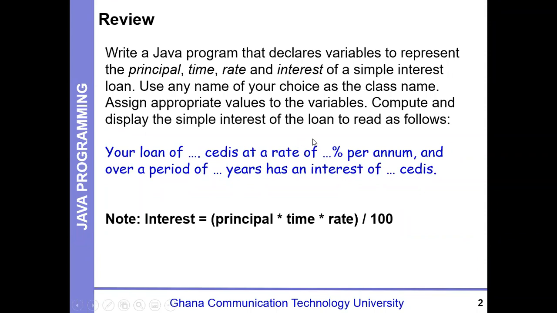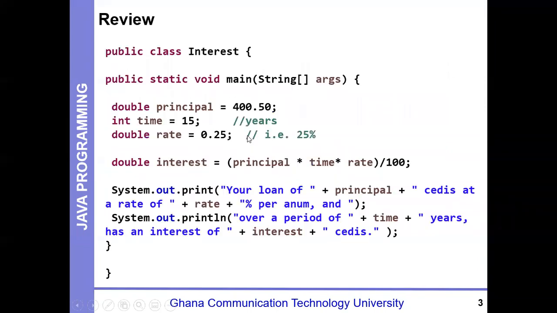The assignment says variables represent principal, time, rate, and interest. So here, what are we going to do? If we are going to declare the variable, we need something that can accept decimal points because we are dealing with money, and money comes with pesos. You can't use integer throughout, because if you put 10 cedis, 50 pesos, the program will only see 10 cedis. It's not going to add the 50 pesos.